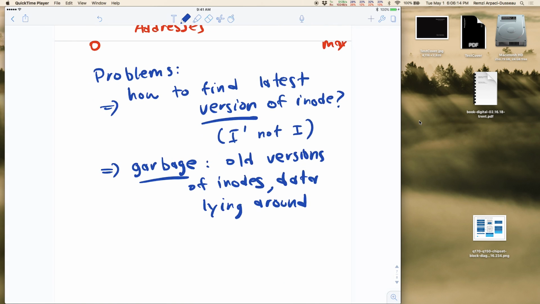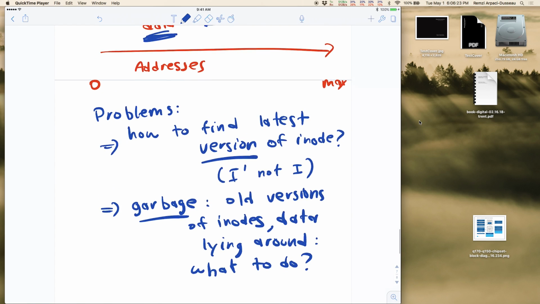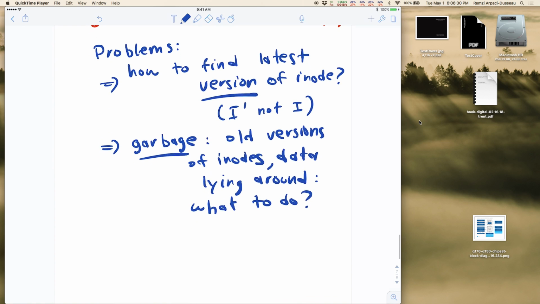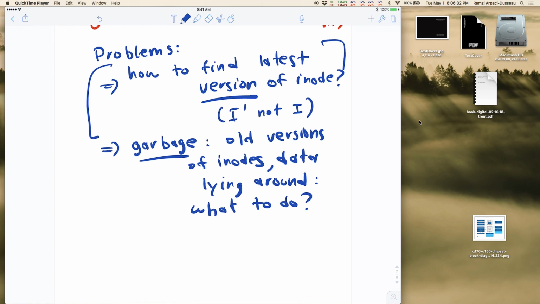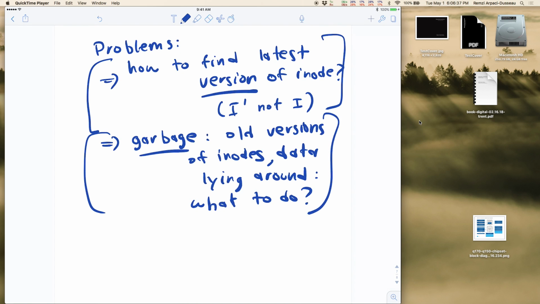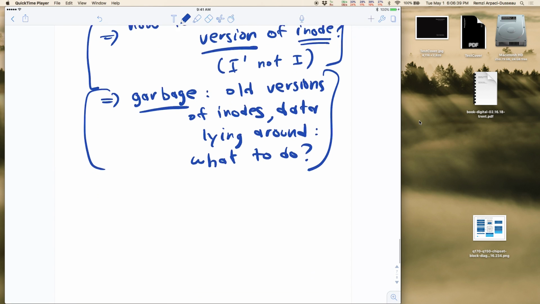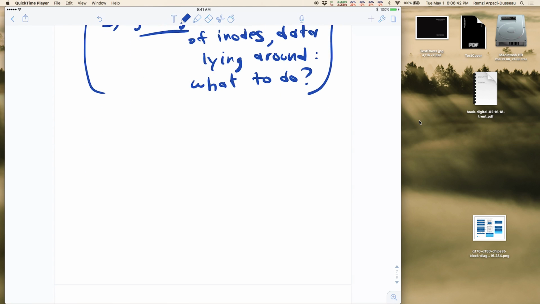So what to do about it? That's going to be another central problem. We're going to address both of these problems, and then we'll have a sense of how an LFS works. Let's get through that, and after we get through some rudimentary form of this, we can maybe take a break. So let's try to answer some of those questions. How to find the latest version of an inode.